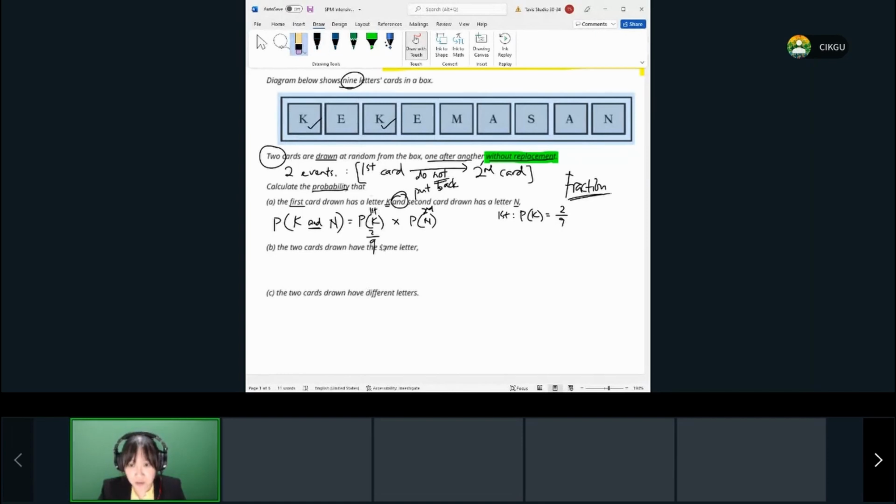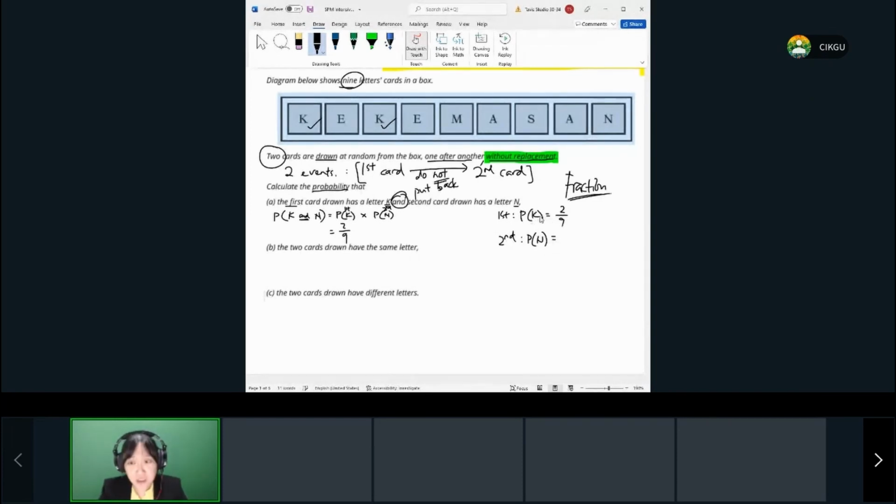Let me write this smaller so I have more space. So this one here, 2 over 9. Then now I'm going to pick the second card. Second card, I want to pick an N.